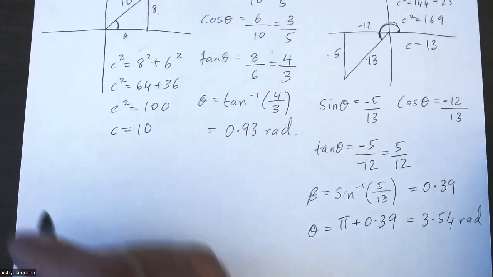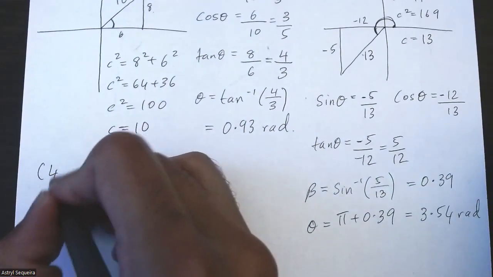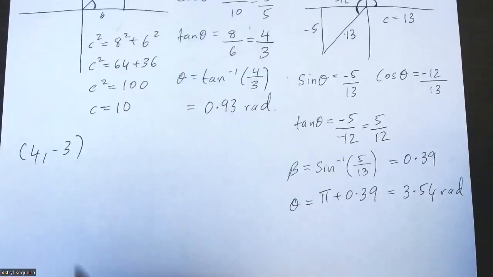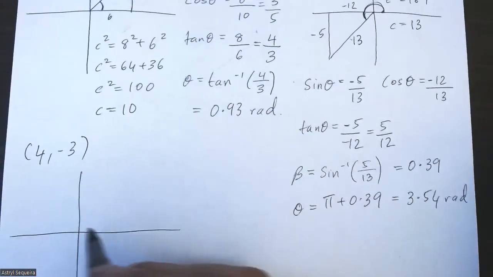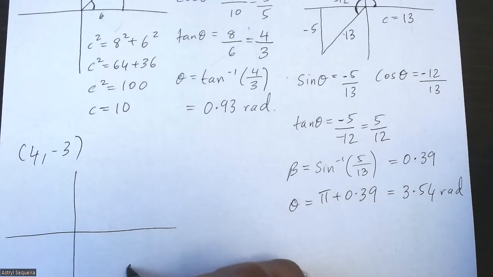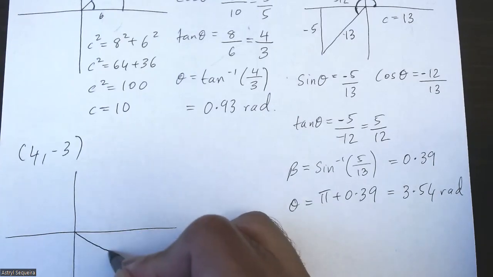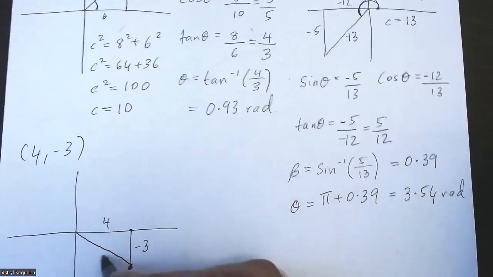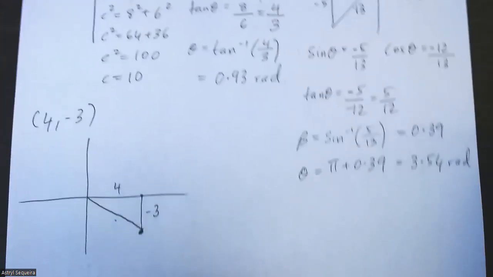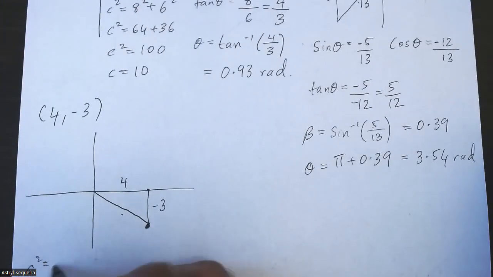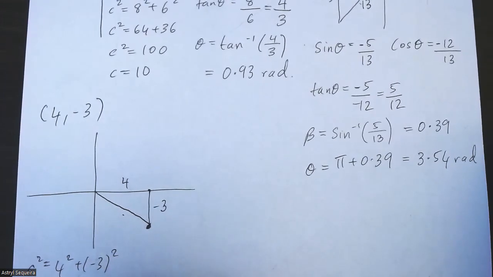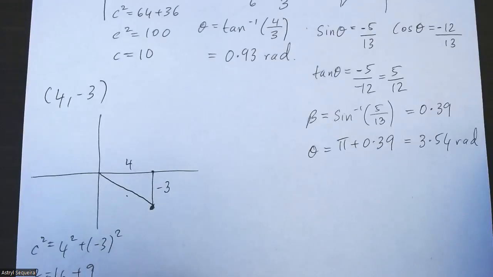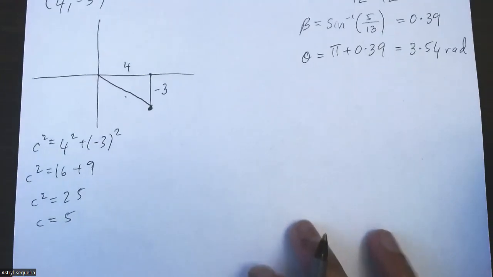Okay, let's go to the third example. Third example is 4 and -3. Again, let's start by sketching it out. X value of 4, y value of -3 means I'm in quadrant number 4. I can find my hypotenuse by doing Pythagorean theorem again. So c squared equals 4 squared plus -3 squared, 16 plus 9, just 25. So my hypotenuse is just 5 in this case.